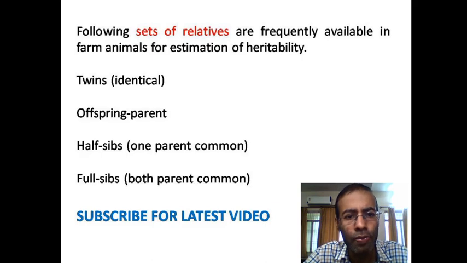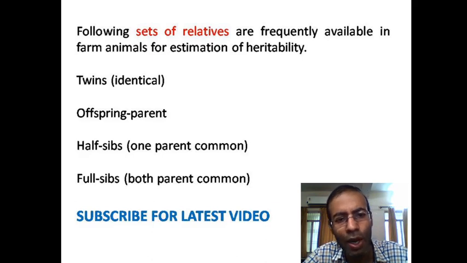We can use identical twins for estimation of heritability, offspring parent relationship for estimation of heritability. We can also use half-sibs. Half-sibs are those individuals which have one parent common. We can also use full-sibs analysis, and full-sibs are those individuals which have both parents common.